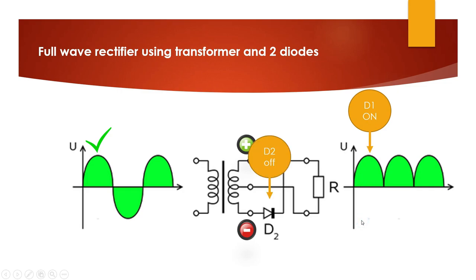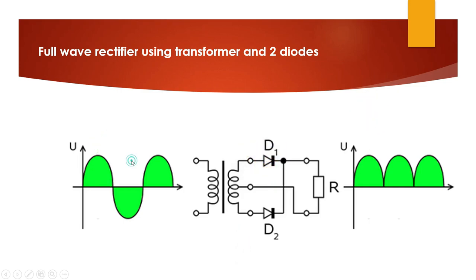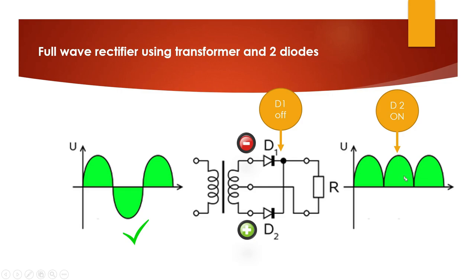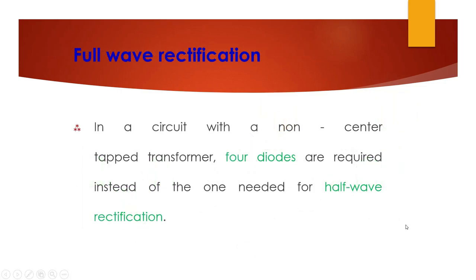And what will be the condition of D2? It will be off. Then after completion of this first half cycle, there will be the second half cycle. For the second half cycle, we will get the opposite polarities. Now D2 is connected with positive and D1 is connected with negative. So in this case, D2 will become on. So we will get the second output due to D2, even though D1 is off. Again in the third part we will get output due to D1. So this cycle will keep on repeating.